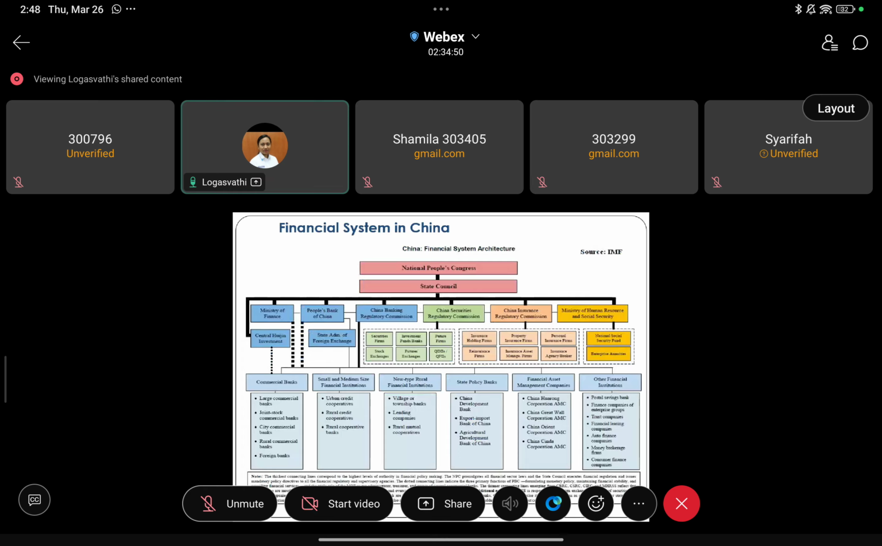If you look at the slide, there is the financial system in China. Please don't worry. I will not test on this figure. I will not give a blank figure and ask you to fill up each of the boxes. So don't worry about that. But please go through this figure for your knowledge as well.